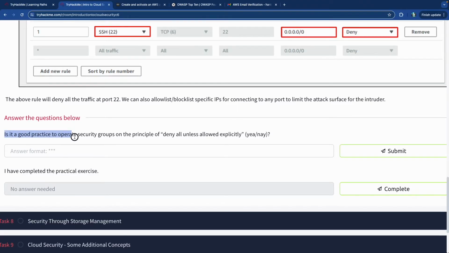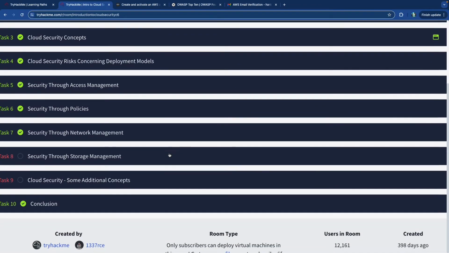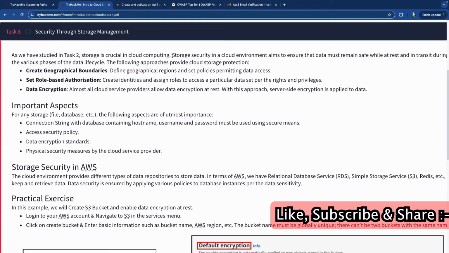The question is, is it a good practice to operate security groups on the principle of deny all unless allowed explicitly? And I'm going to say yay for that. And that is it for this particular section. So now what we can do is go into security through storage management.